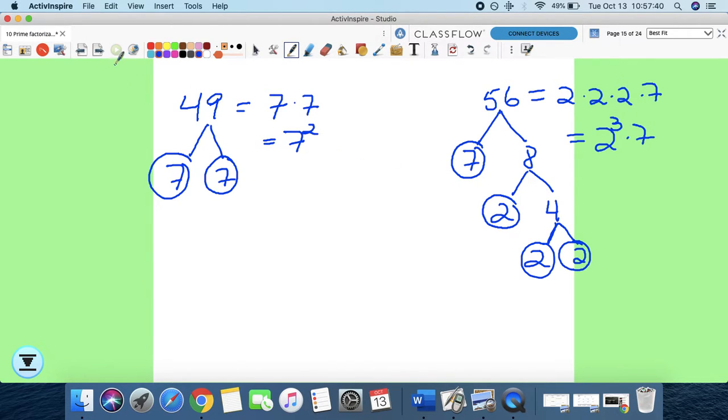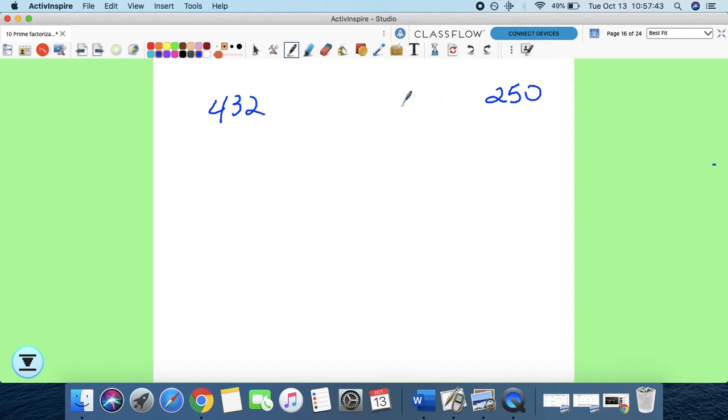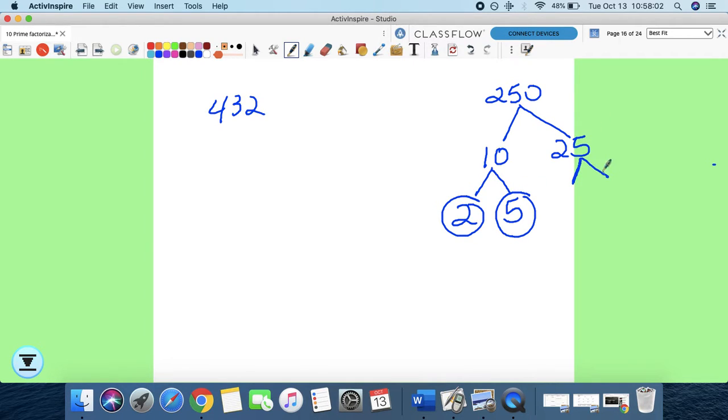Okay? The next question is 432 and 250. Let's do the easy one. 250 is 10 and 25, right? So that was easy. And then 10 is composite, so we can go 2 and 5. 2 is a prime, circle, 5 is a prime, circle. 25 can be split up into 5 times 5. 5 is a prime, 5 is a prime. So 250 is 2 times 5 times 5 times 5, or in exponential form, 2 times 5 to the third power.